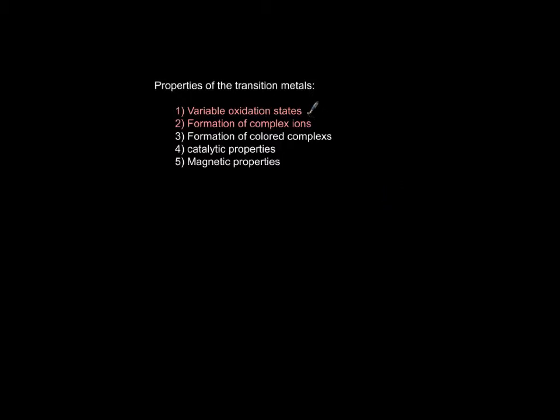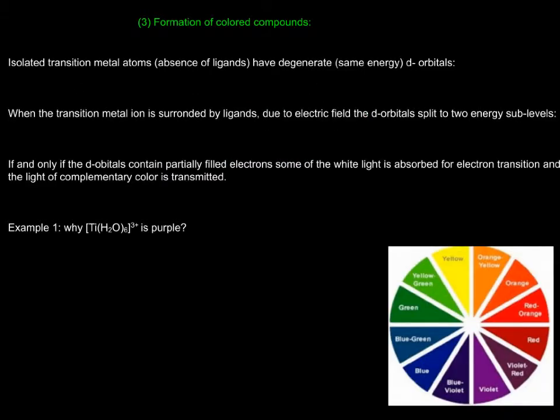So we agree that transition metals have variable oxidation states. They form complex ions. Now the next property to talk about is they form colored complexes. Why is this phenomenon? A transition metal, when it's isolated, when there is no ligand in proximity, has d orbitals that are in the same energy level. So d orbitals, you have 5 of them.